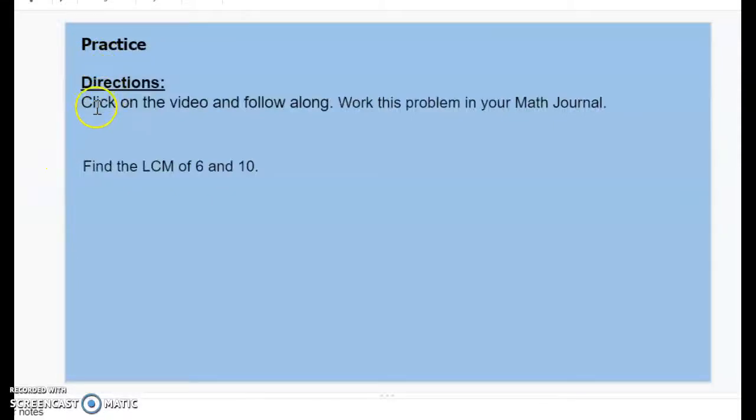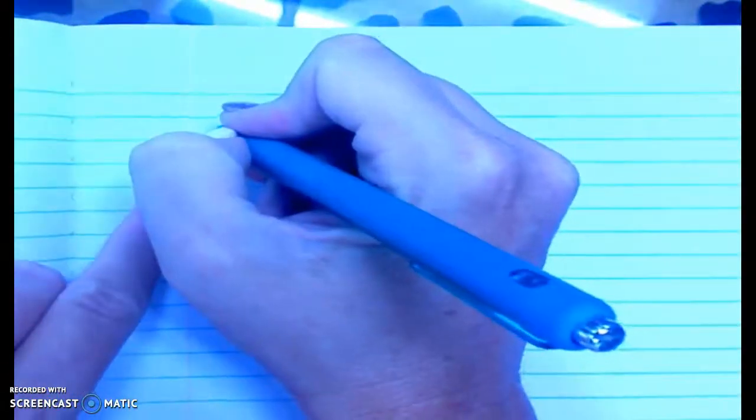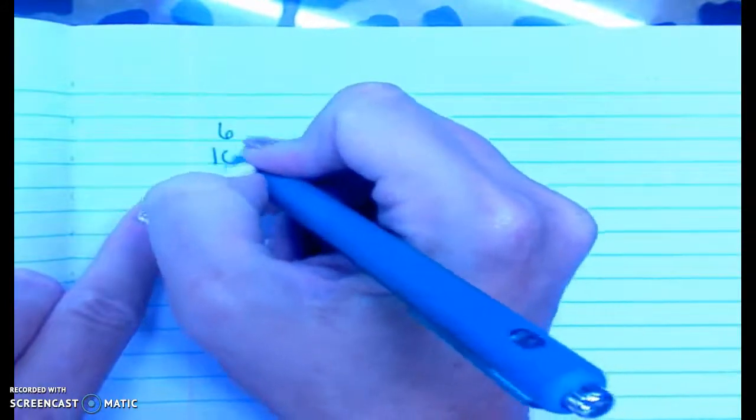Okay, we're going to work this problem in our math journal. We're going to find the LCM, or least common multiple, of 6 and 10. So go to your math journal, and we're going to find the least common multiple of 6 and of 10.